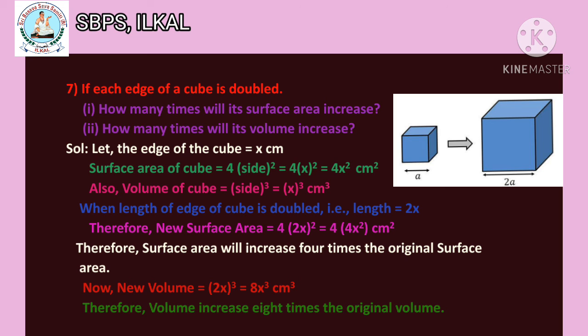Now, new volume is equal to 2x whole cube, which is equal to 2 into 2 into 2 is equal to 8. That is 2 cube value is 8 and x cube value is x cube. Then new volume we got as 8x cube cubic centimeter. Therefore, volume increase 8 times the original volume.